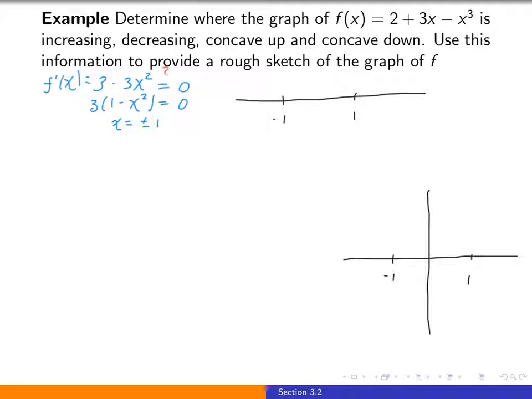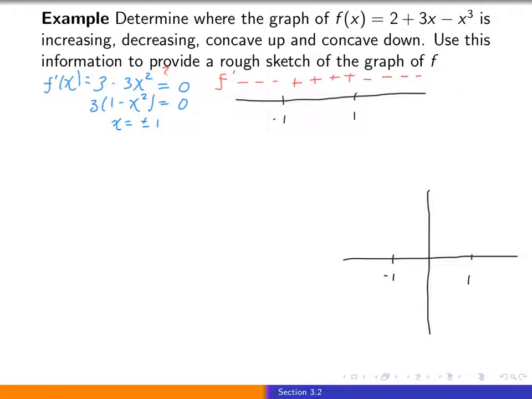And what I need to determine here is the sign of the function f prime. So if I plug in a large negative number, in this case say minus 10, we would have 3 times 1 minus 100, which is negative. If I plug in x equals 0, that's a very nice test point between minus 1 and 1, you end up with just 3, which is positive. And if you plug in a large positive number, let's say 10 again, you will end up with something negative.